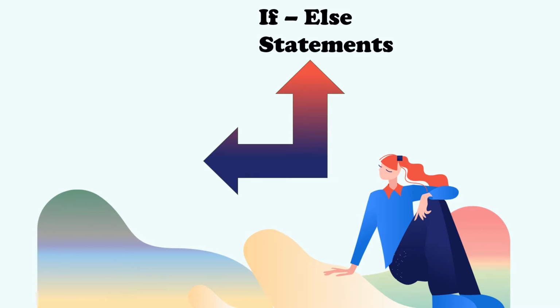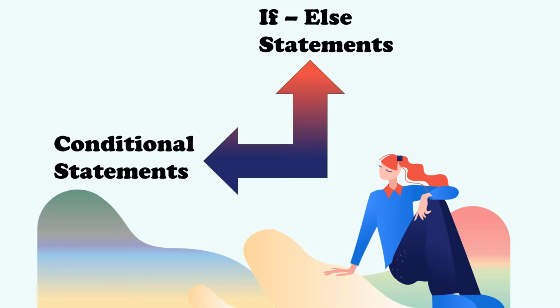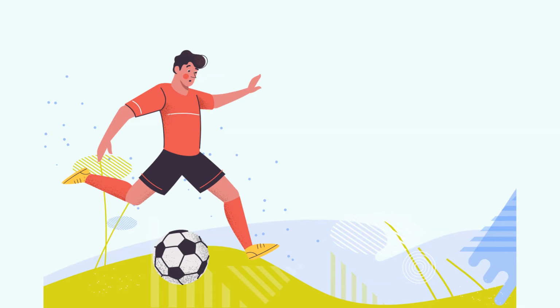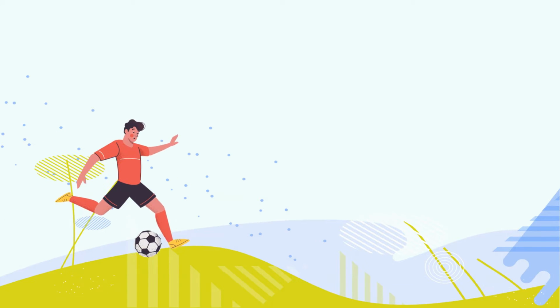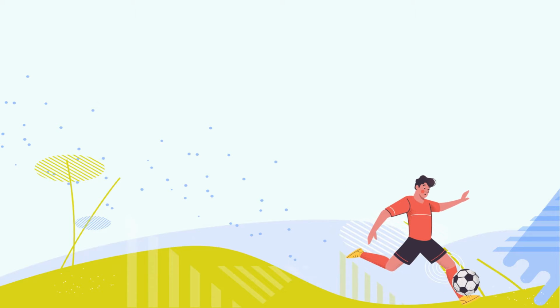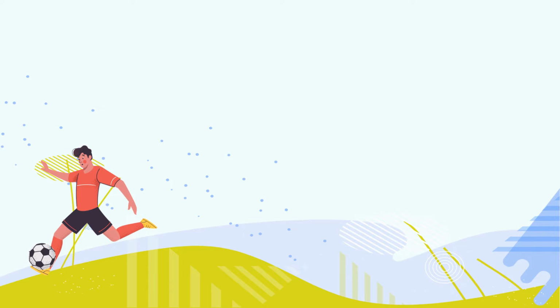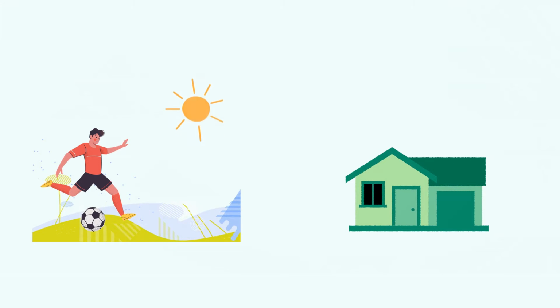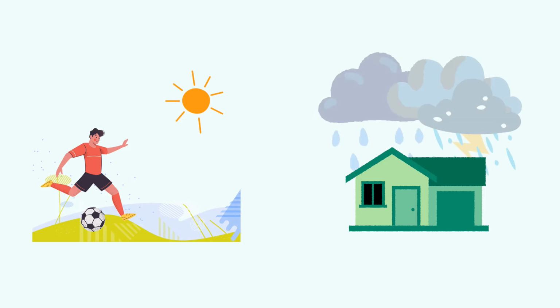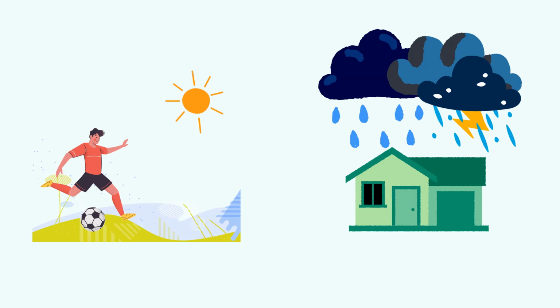Hi guys! In this video, we are going to study if-else statements, also known as conditional statements in programming language. Rohan loves to play football, but since football is an outdoor game, he cannot play it every day. His decision will depend on the weather. If it's sunny outside, then he goes to play, and if it's rainy, then he stays at home. So, here the condition is applied on the weather, and the weather decides what decision will be made.